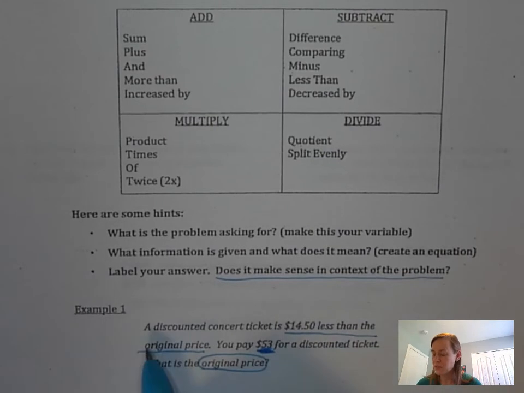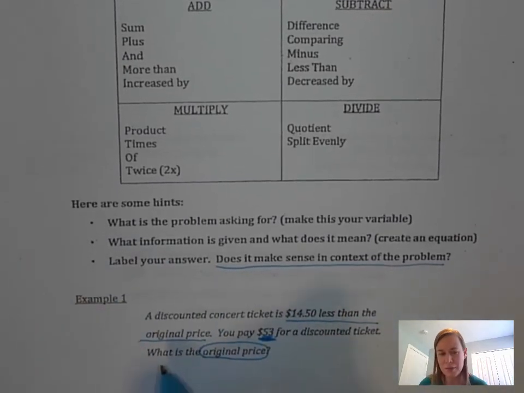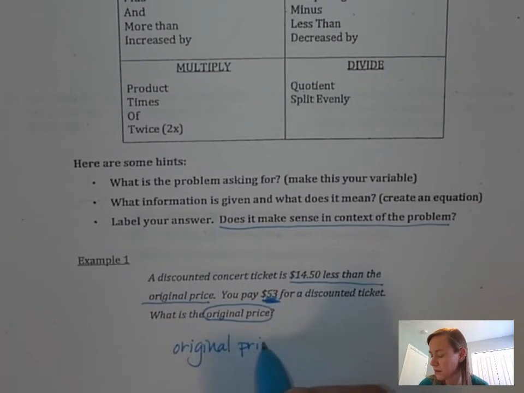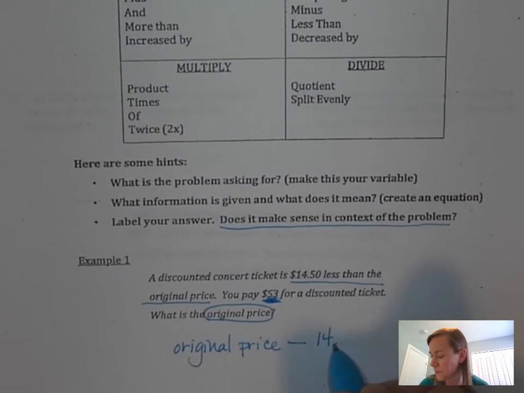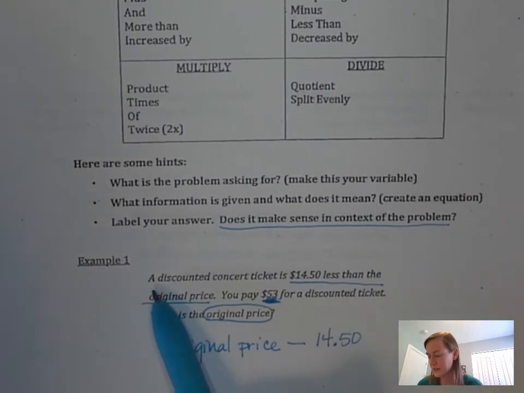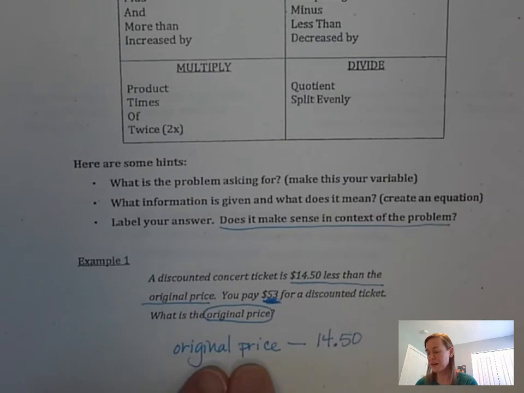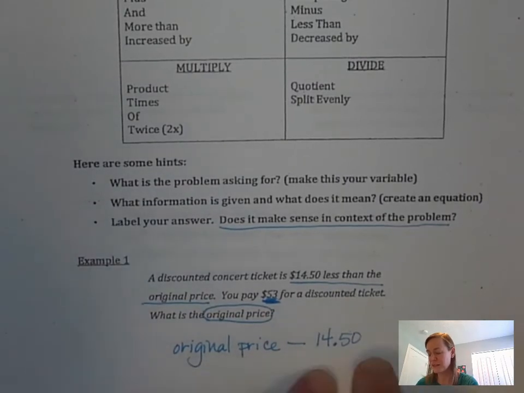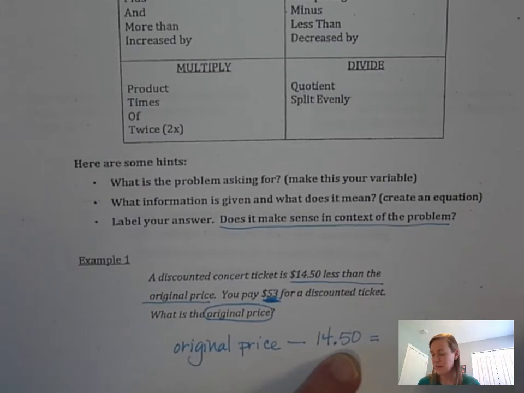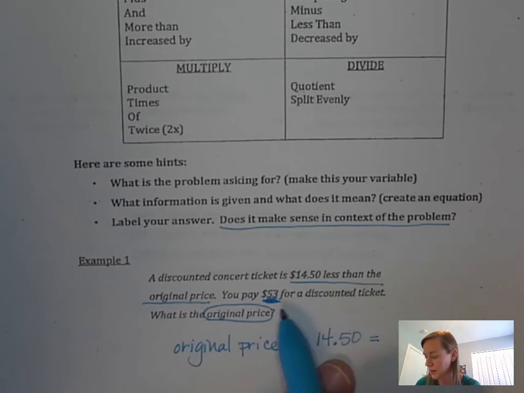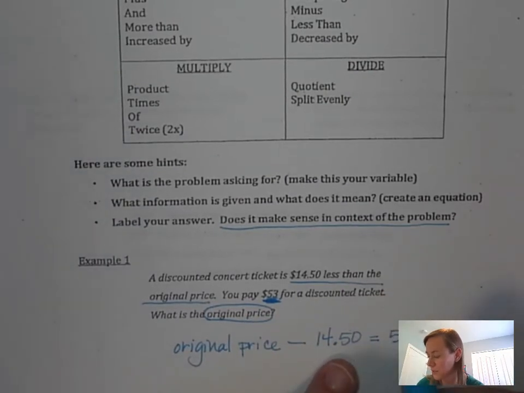What I'm going to do, let's read this one more time. A discounted concert ticket is $14.50 less than the original price. Okay, and we know you're looking for the original price. So let's just write this out kind of in math language a little bit. So we need the original price minus $14.50, because it says the discounted concert ticket is $14.50 less than the original price. That's where I got this. Original price minus $14.50 equals, and now we just need to know what the discounted ticket costs, and that's what it tells us right here. It says you pay $53 for that discounted ticket, so we're going to put that there.